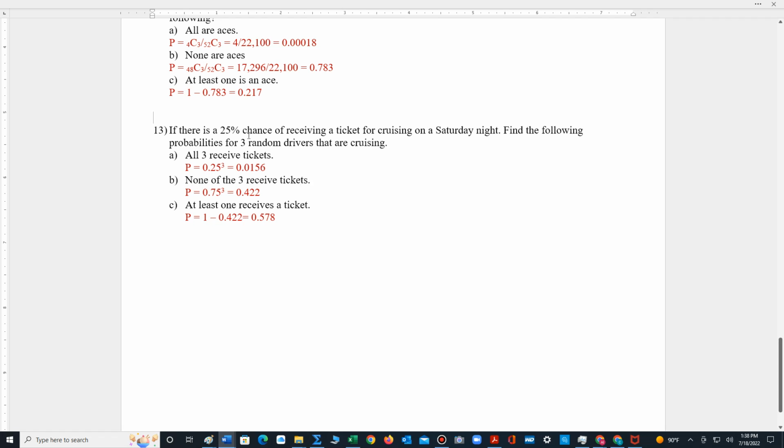Now it's asking that none of them receive tickets. Well, remember, we have 100% of drivers on the road, 25% receive tickets. 100% minus 25% is 75% do not receive tickets. So we take 0.75, raise that to the third power to get 0.422. And then part C is saying at least one receives a ticket. Remember, when we see the phrase at least one, it's one minus none, and we calculated none in part B. So 1 minus 0.422 is 0.578.